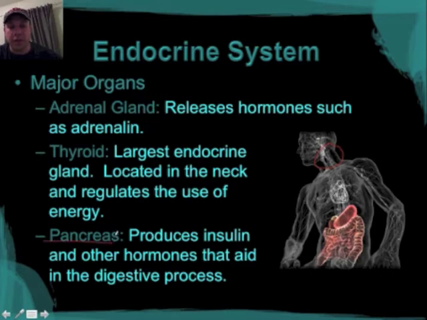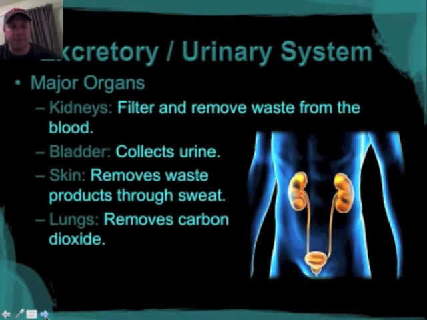The pancreas, it is part of the endocrine system, but it's also part of the digestive system, because the pancreas helps produce chemicals to help in the digestion process and regulating the digestion process. So that's the endocrine system.